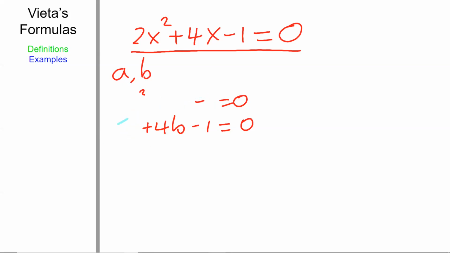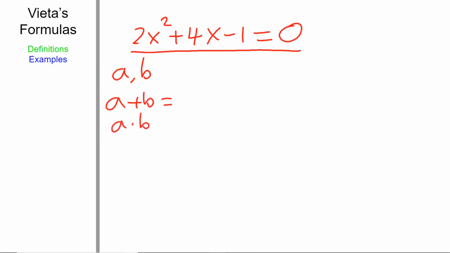But let's get back on track here. What Vieta's formulas tells you is that there is actually a way to calculate a plus b and a way to calculate a times b. So I'm not sure if anybody knows this. If you do, can you tell me what a plus b and a times b are, given 2x squared plus 4x minus 1 is equal to 0?